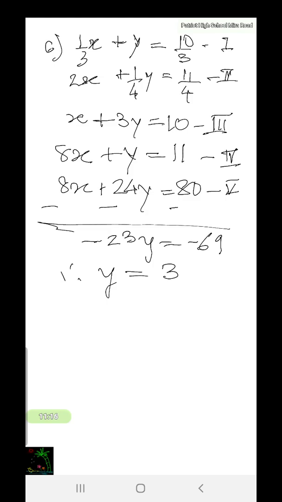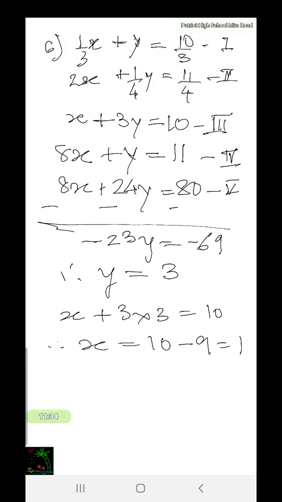Substituting the value of y in equation 3, we have x plus 3 into y, which is 3, is equal to 10. Therefore x is equal to 10 minus 9, which is 1. Therefore the solution is x is equal to 1, y is equal to 3.